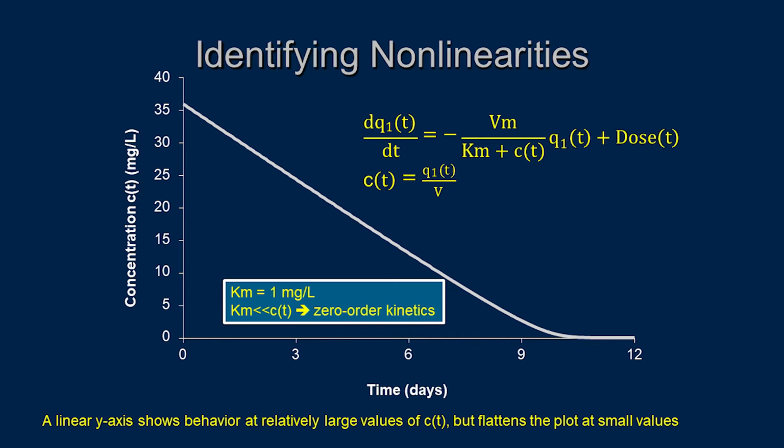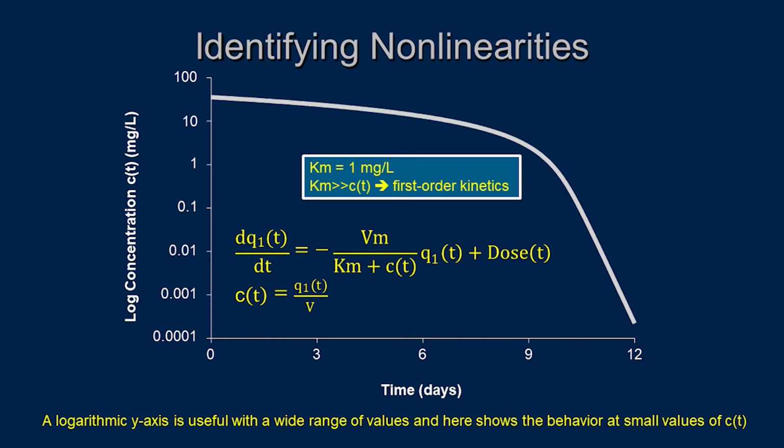That is, for large concentration values, which are larger than Km, the kinetics is zero order. So it basically declines at a constant rate independent of concentration. And then when I approach the Km and fall below it, the clearance becomes first order. So it's linear on the logarithmic y-axis.